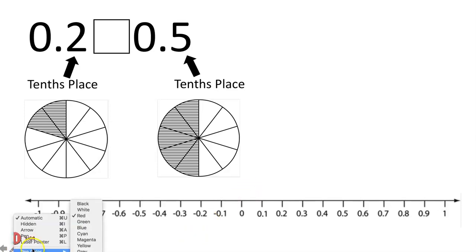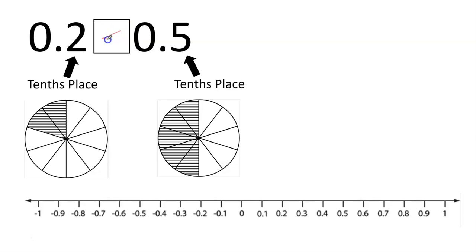So who ate more pizza? Well, my brother ate more pizza. So when I'm recording my inequality, I would say that I ate the 2 tenths, which is less than the 5 tenths that my brother ate. And then if you compare them on the number line, 0.2 is further to the left on the number line, so it is smaller than 0.5.